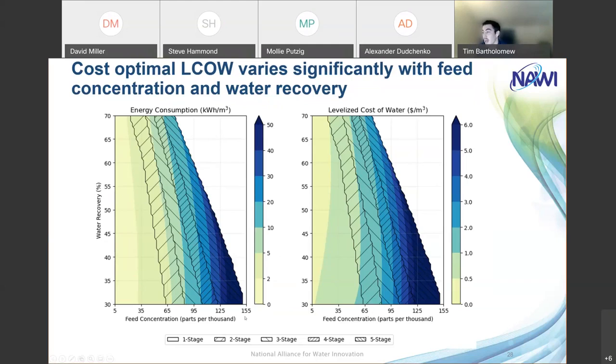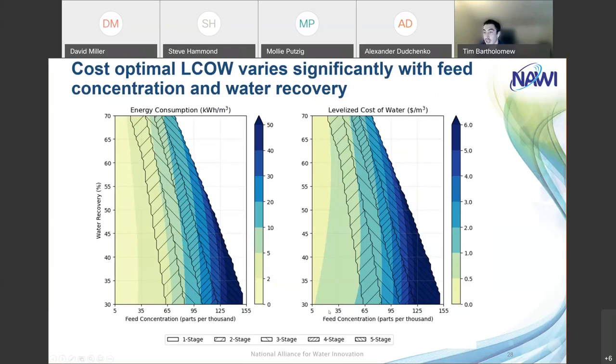the domain space. Additionally, I'm pointing out which design is optimal for the given feed concentration and water recovery. At the low salinities, 1 stage is optimal, and that's just reverse osmosis for this LSRO process. But then we add those recycle stages and LSRO modules, and we can handle higher concentrations.